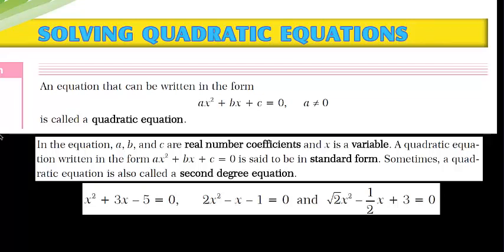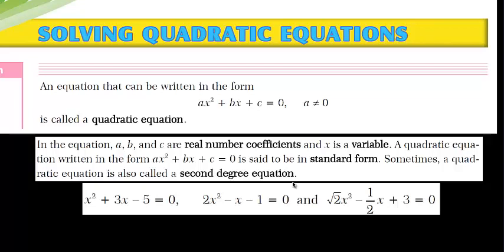In this video, I'm going to teach you how to solve the quadratic equations of the form ax squared plus bx is equal to 0 and ax squared plus c is equal to 0. And we are going to start a new chapter, solving quadratic equations, in this video.